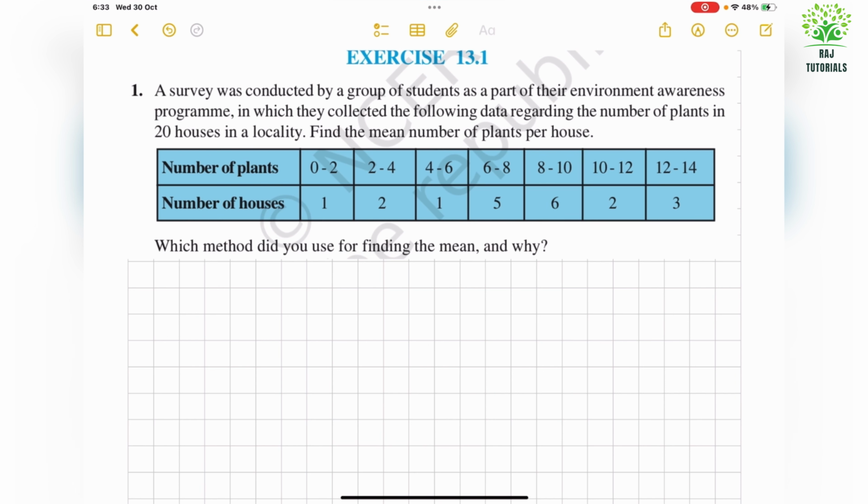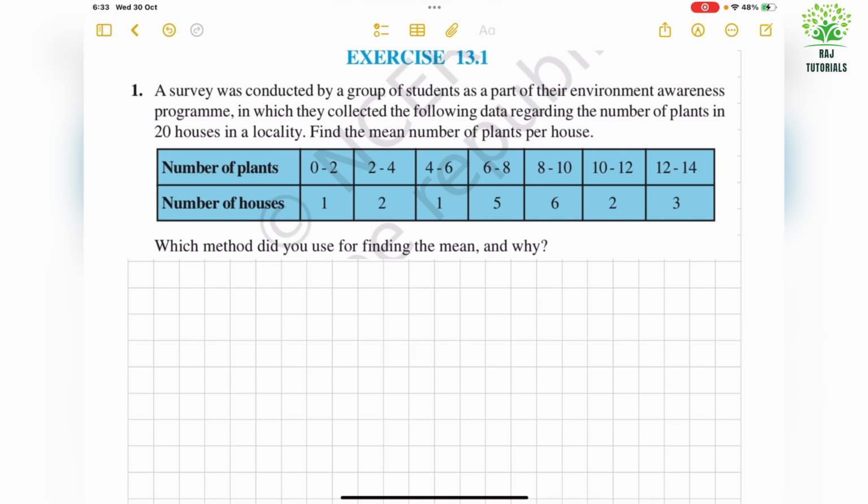a part of their environment awareness program, in which they collected the following data regarding the number of plants in 20 houses in a locality. Find the mean number of plants per house. And which method did you use for finding the mean and why?